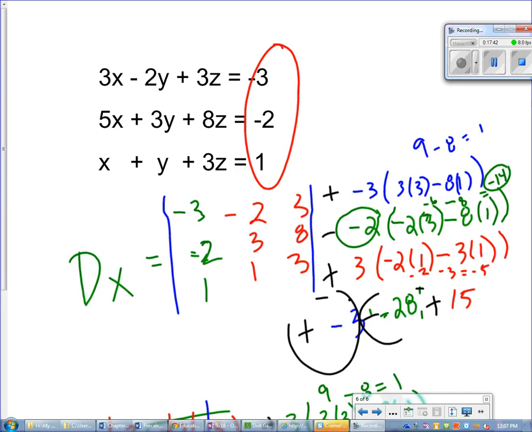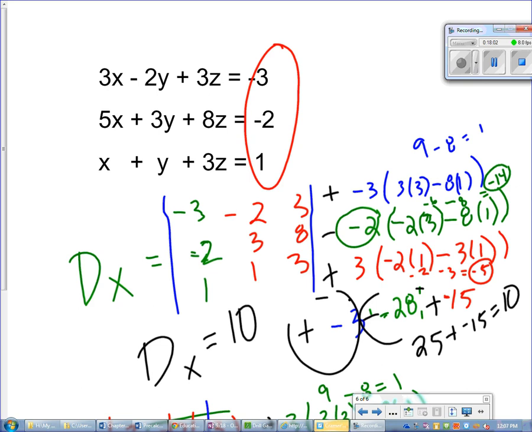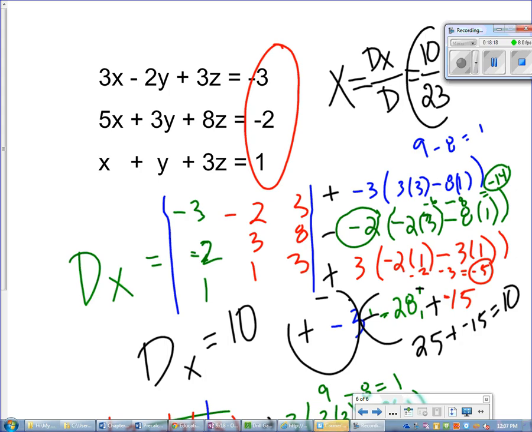Okay, and then in the red, we have -5 times 3. That's supposed to be -15. Okay, so we have 25 plus -15 now, and that's 10. Okay. So the determinant of the x matrix is 10. So what is the solution for x? The solution for x is the determinant of the x matrix over the whole determinant, which is 10 over 23. So that is a solution for x.